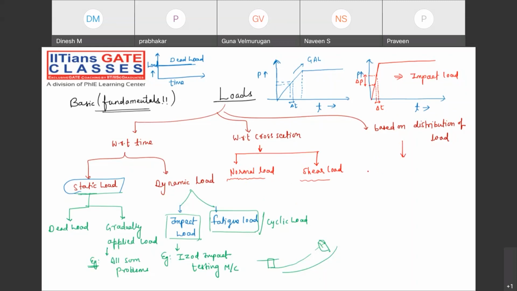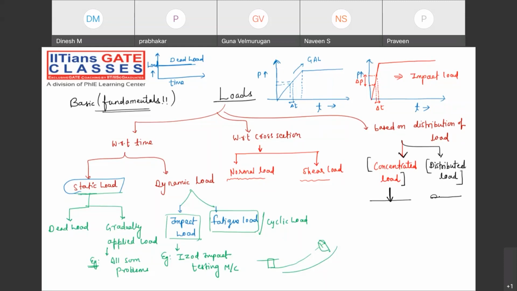Based on the distribution of the load, we have further classification. One is concentrated load, and then we are going to have distributed load. Right? What is a concentrated load? Whenever any load is acting at one particular point, we say concentrated load.